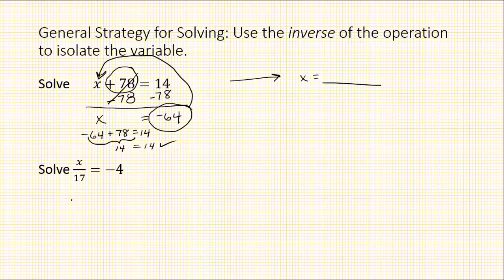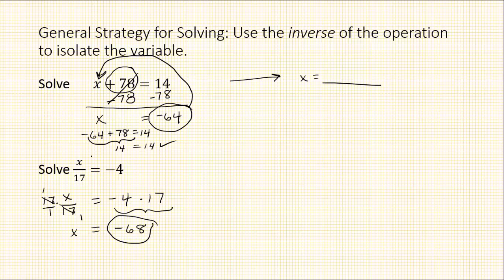Let's try the next one. This represents division in this case. X divided by 17 equals -4. Let's rewrite this so we have a little more room. X is being divided by 17. The inverse of division is multiplication, so we're going to multiply both sides by 17. These 17s can reduce, and I have 1 times X, which is X. This is going to give us our solution, -68.